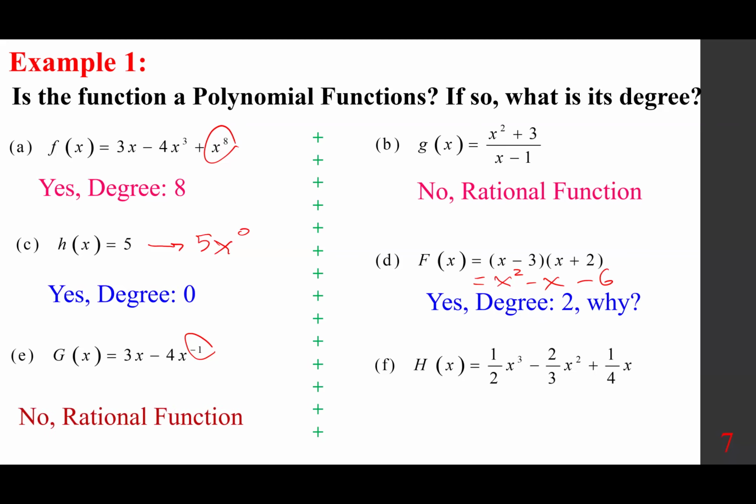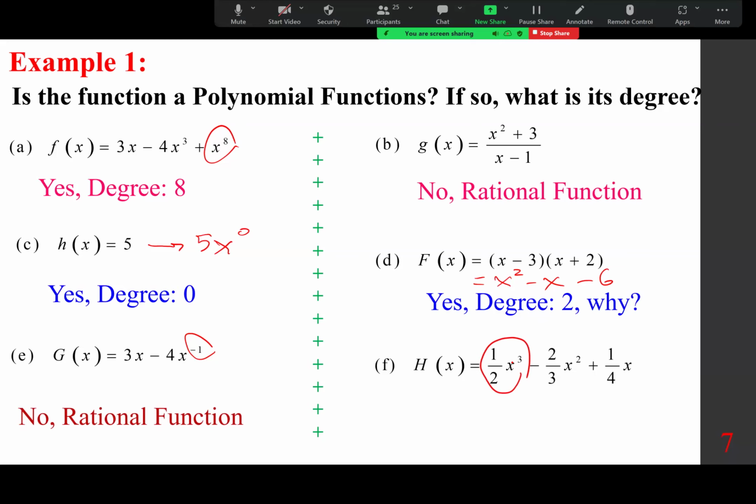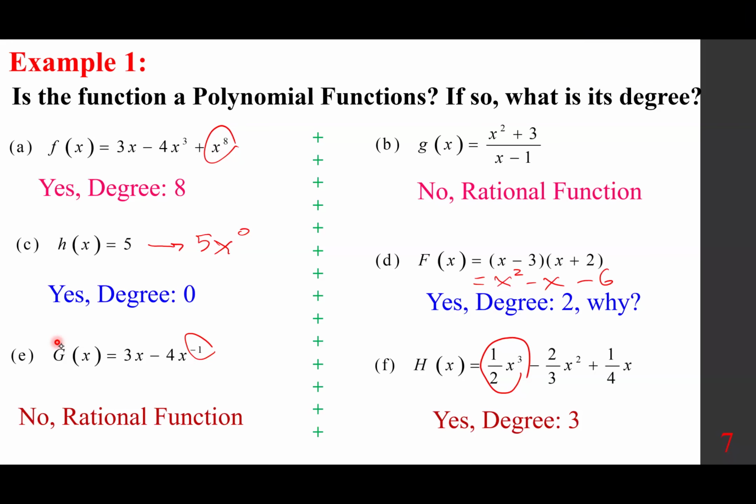because of the exponent negative 1, no, it's not a polynomial, it's a rational function. And the last one, this is the leading term. Yes, degree is 3. Pretty straightforward, everybody.